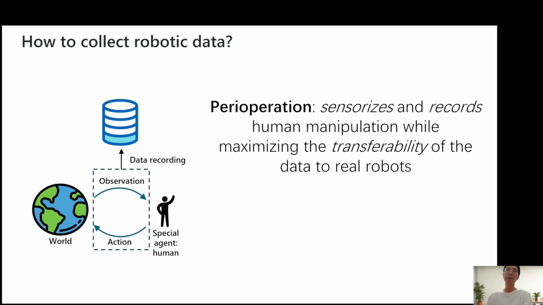So we call this paradigm paryoperation. It means that we want to build devices that can sensorize and record human manipulation, while also maximizing the transferability of the data to real robots. The reason we call this paryoperation is that pary is contrasted with tele in Greek. We want to use this term to emphasize that we are building devices that humans can directly wear and sensorize our manipulation, instead of remotely controlling a robot.